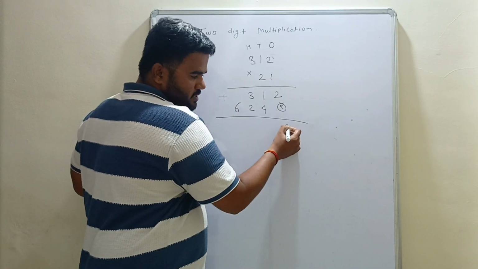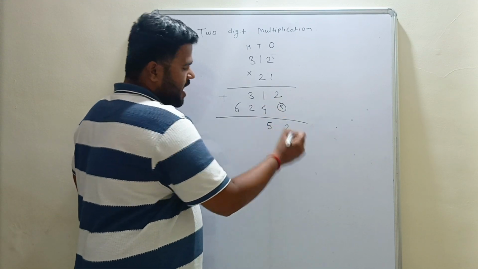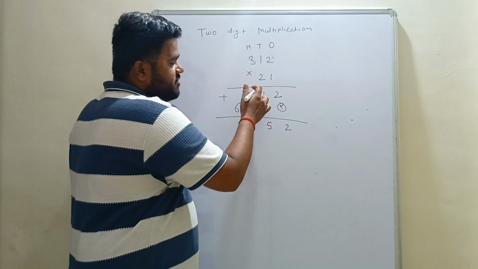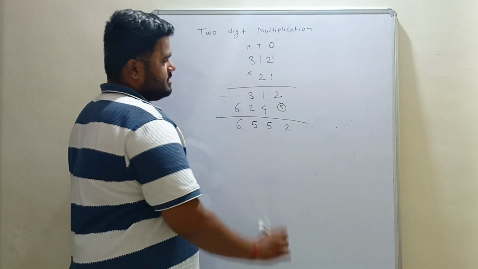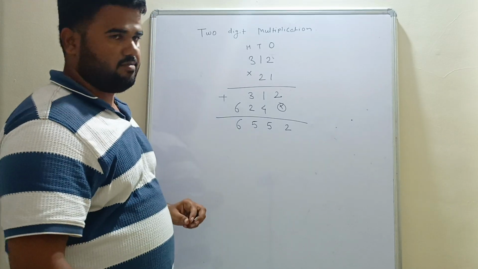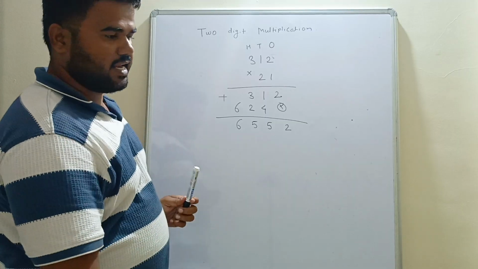2 plus 0 is 2. 1 plus 4 is 5. 3 plus 2 is 5. And this is 6. This is the total multiplication. Okay. Then we will take the second example.